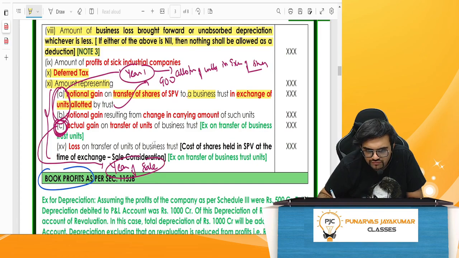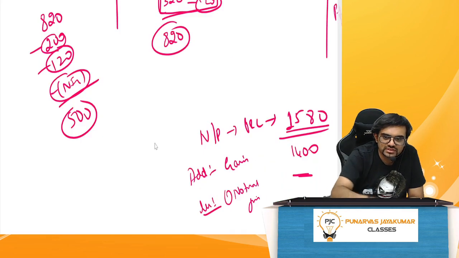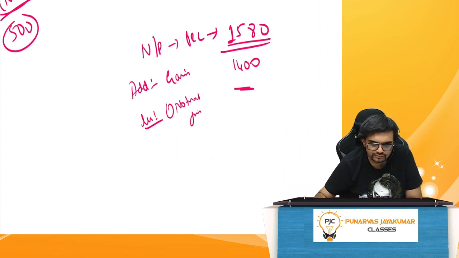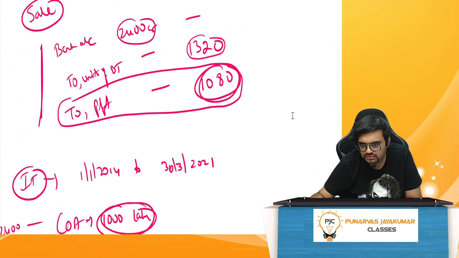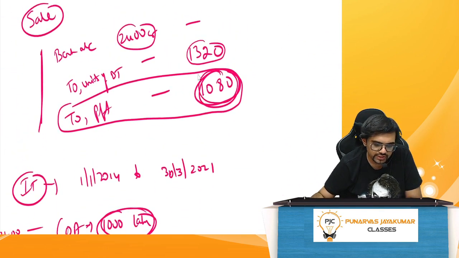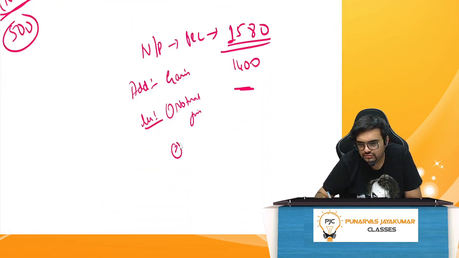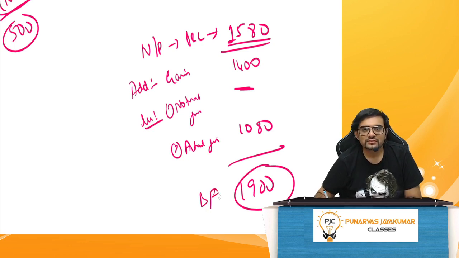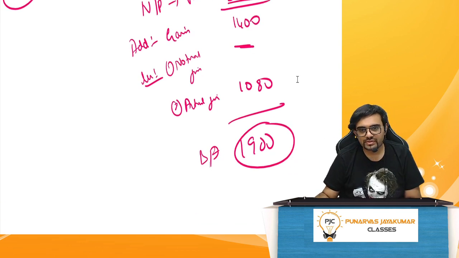Actual gain on transfer of units. So what is the actual gain on transfer of units? Not the notional gain, actual gain. That is this profit, 1080. So if you see, overall it comes up to 1900. So the book profit will be 1900. Guys, very simple, nothing to worry.